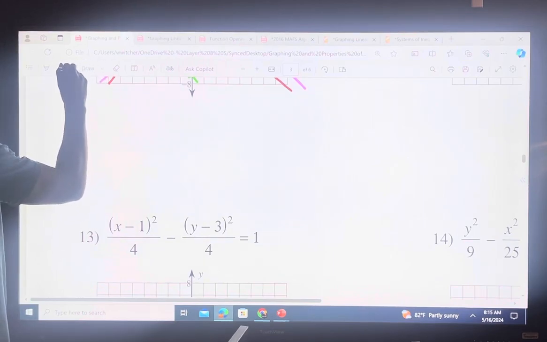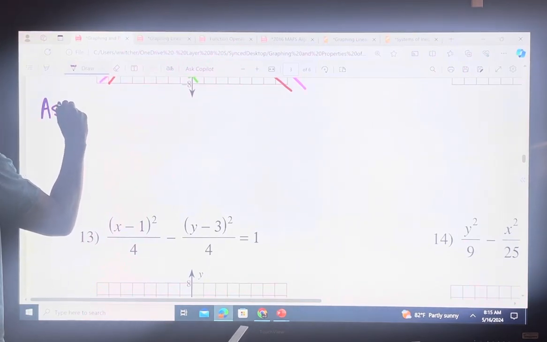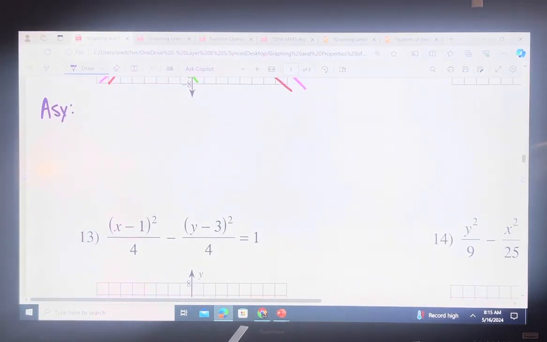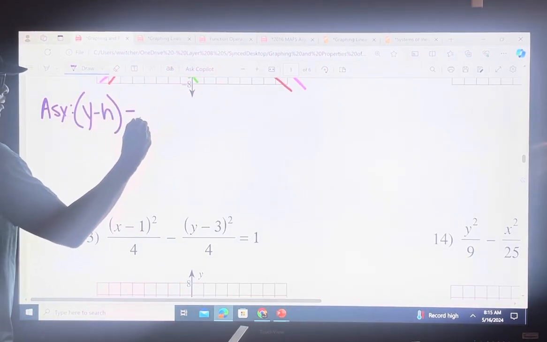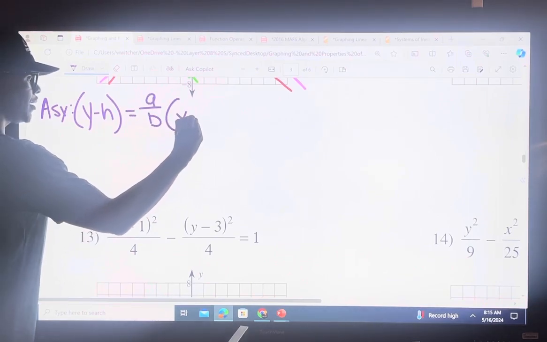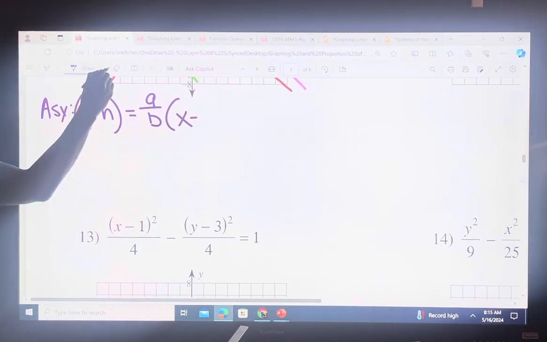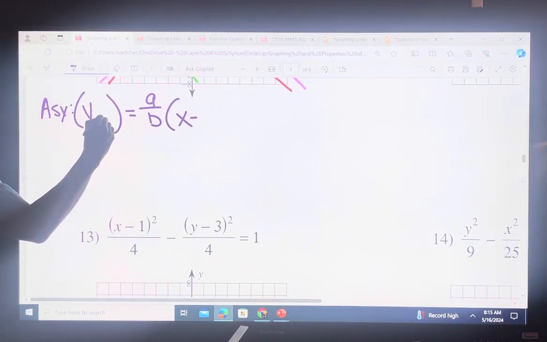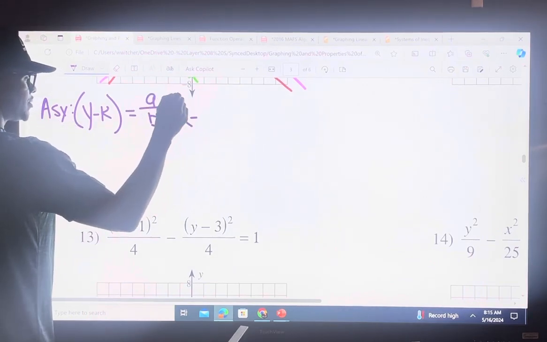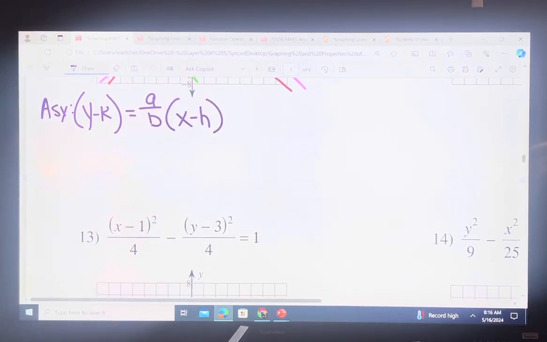Come back here. For the asymptotes, you can just highlight it as ASY. Who remembers the formula for the asymptotes? Remember, it's two different formulas. It's one way if it's vertical, another way if it's horizontal. In this case we're vertical, so the A is going to be over the B this time. So it becomes Y minus K equals A over B times X minus H. My bad on that.